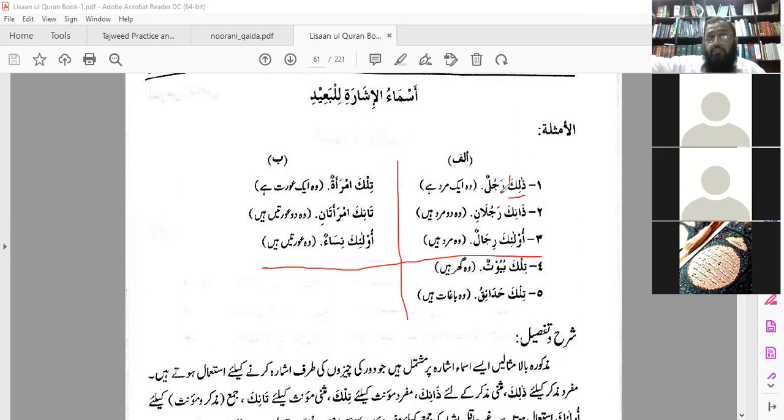That is a man. But if we use dhalika rajulu, the meaning won't be the same. Now, second, if I'm using dhalika as mansoob: laqitu dhalika rajulan. Now, laqitu is fi'l, tu is fa'il, dhalika is now maf'ul, and it is mansoob. Do you understand?